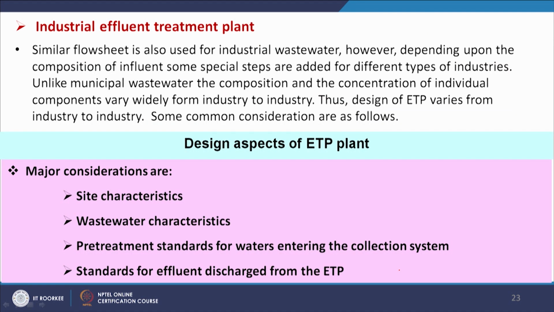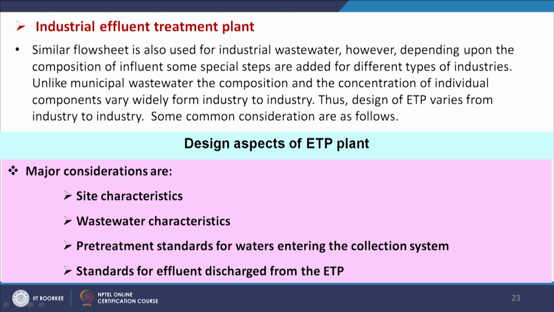Now, we will see the industrial effluent treatment plant. Industrial effluent treatment plants also work on the similar principle of the sewage treatment plant, having all the major steps, but the nature of the wastewater is very different from one industry to another and from domestic wastewater also. So, for the removal of specific pollutants which are specific to the type of industry, a specific arrangement is needed. Unlike municipal wastewater, the compositions and the concentrations of the individual components vary widely from industry to industry, thus the design of ETP varies from industry to industry.